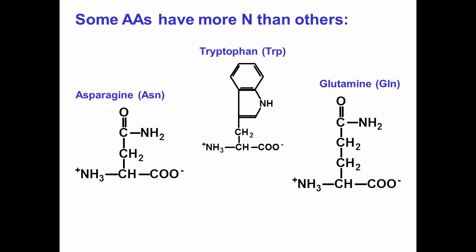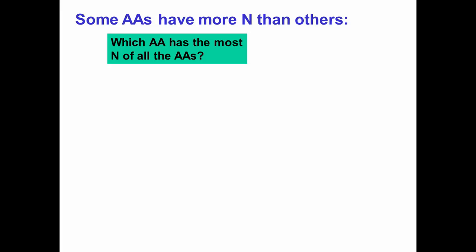There are not that many that have those phenolic ring structures, but tryptophan is one of them. So it's also got 2 nitrogens. So these are all 2. We've got ones that just have 1.